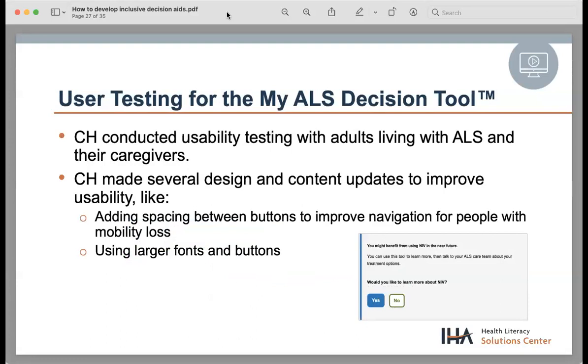And as I mentioned, we conducted usability testing with adults living with ALS and their caregivers. And this was a really critical part of the process of designing this tool, because we made several design and content updates based on the feedback of our testing participants to improve the usability of the tool. For example, we added spacing between the buttons to make it easier to navigate for people with mobility loss. And we also used larger fonts and buttons throughout the tool. And next slide.